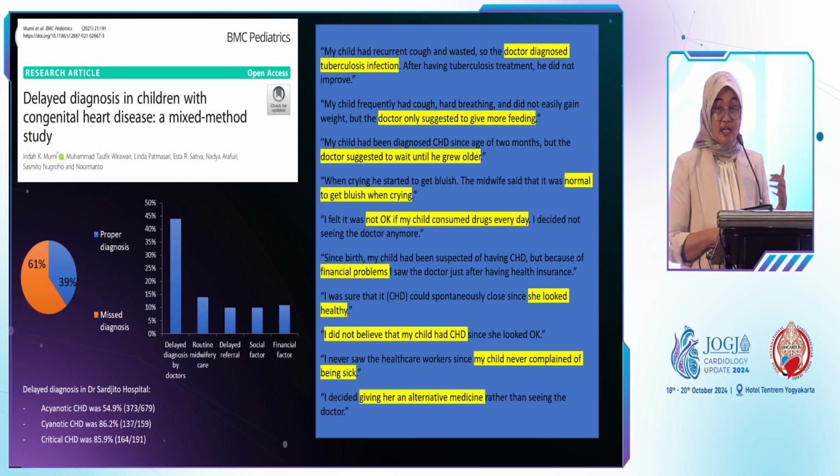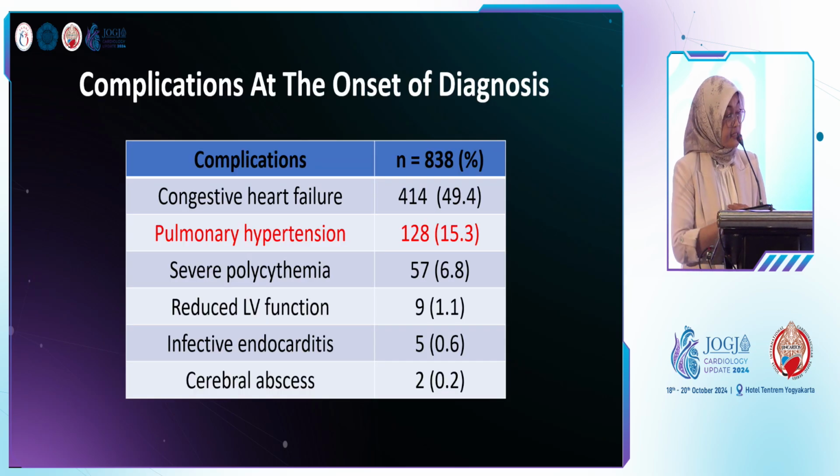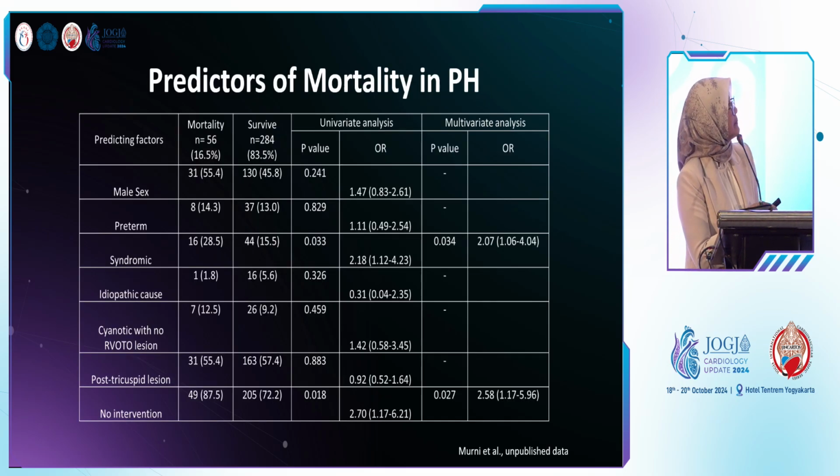Why is this happening? Because as we know, in our hospital 6 out of 10 patients, or around 60%, come with a late diagnosis of congenital heart disease. After the diagnosis is made at the first hospitalization, pulmonary hypertension has already occurred in 15% of patients. Patients with this kind of pulmonary hypertension also have a mortality of about 16%. The predictors of mortality in these patients are the presence of a syndrome and the lack of intervention.